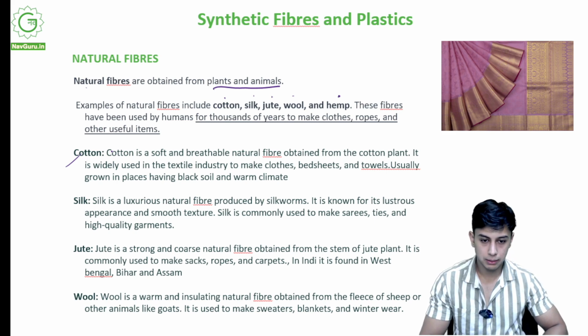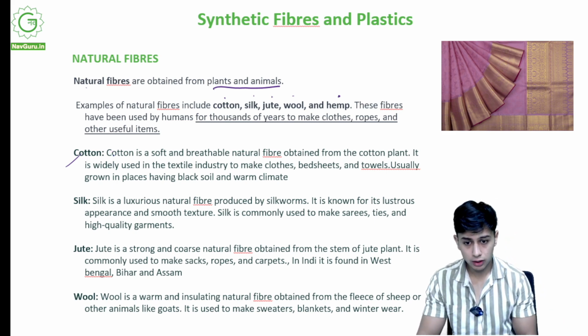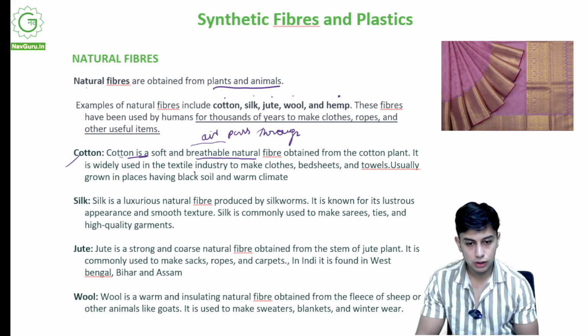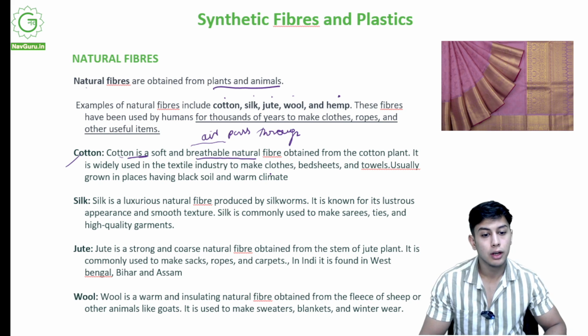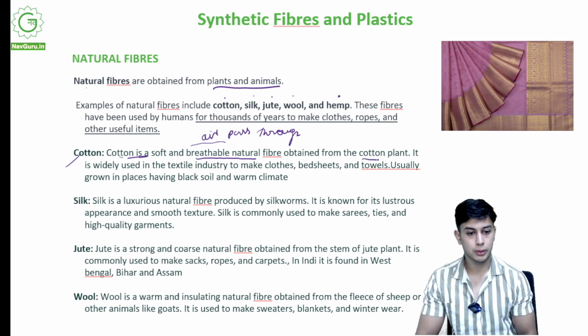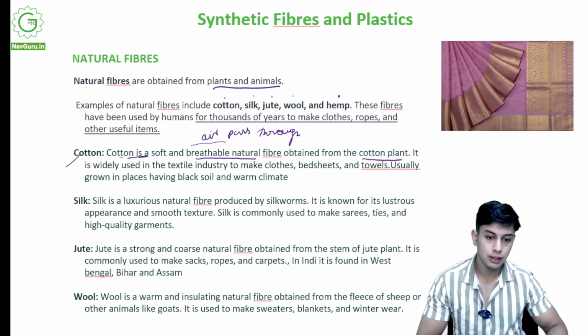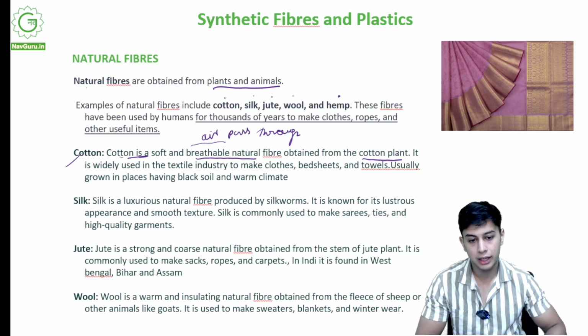Cotton is a soft and breathable natural fiber. What do I mean by breathable? It lets air pass through. It is obtained from the cotton plant. It is widely used in the textile industry. What do I mean by textile? The cloth making industry, to make clothes, bed sheets, towels, curtains and whatnot, usually grown in places having black soil and warm climate.